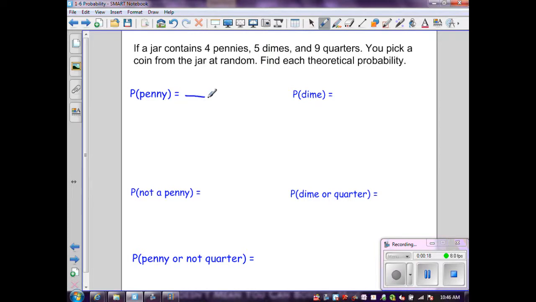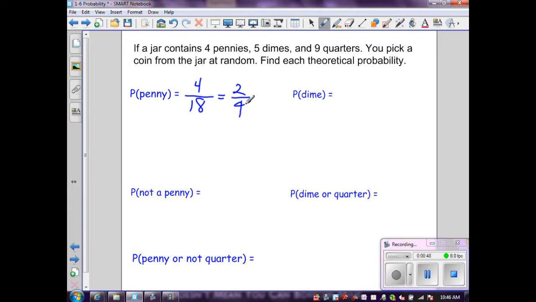Well, recall from our example, n is the total number of items or choices available. Here I have 4 plus 5, which is 9, and 9 plus 9 is 18. And m is the quantity available for the event that I'm choosing, which is a penny. So there are 4 pennies inside the jar. So the probability of selecting a penny is 4 out of 18, or when I simplify, 2 out of 9. Again, I could change that to a decimal, then a percent if needed.